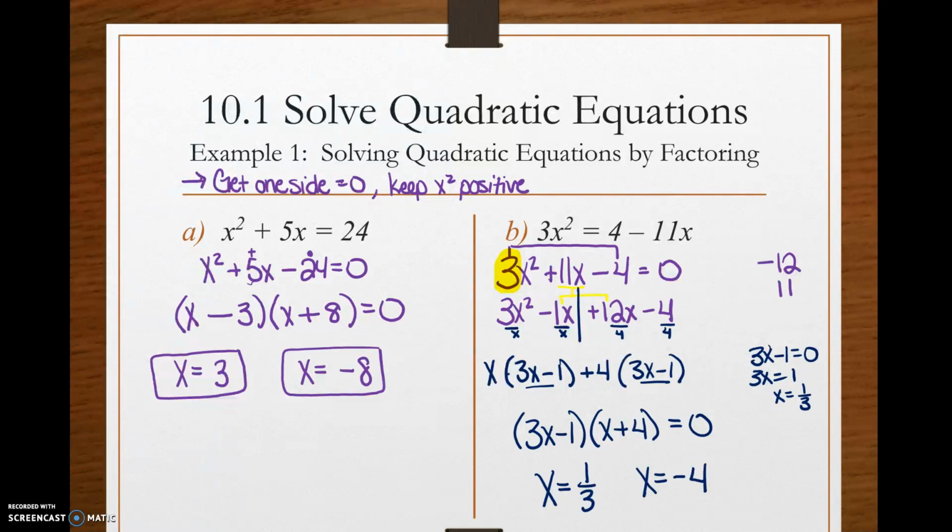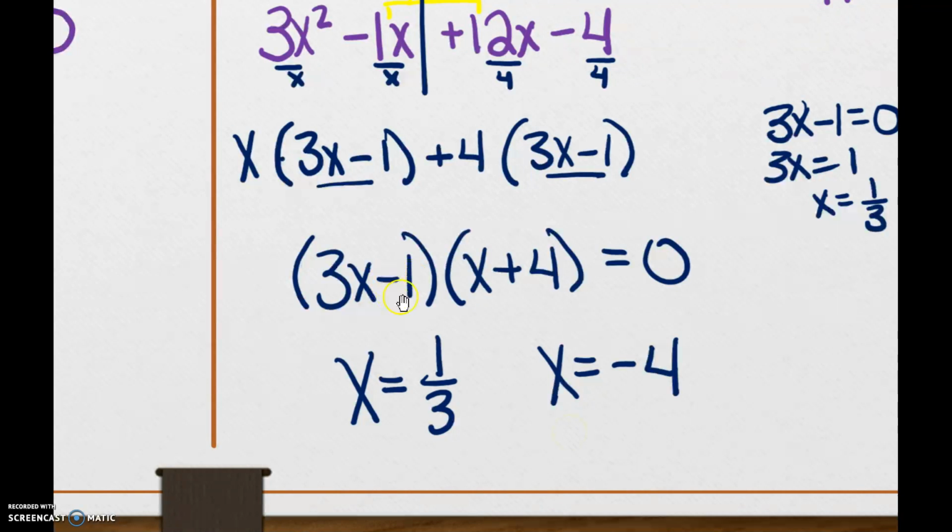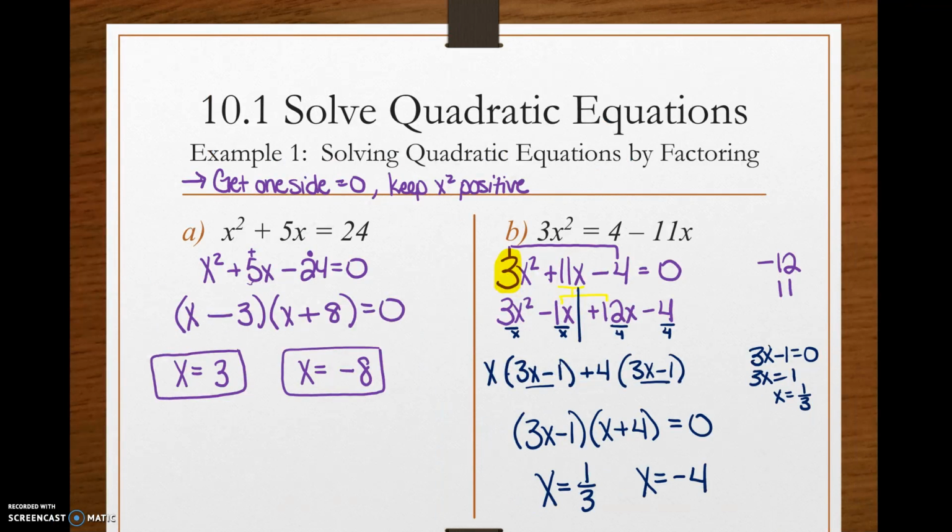See how it's minus 1, but it became positive? See how with the 4, it's positive 4, and the answer is negative? So take the opposite of the number divided by whatever's in front of the x. The opposite of negative 1 is positive 1, divided by 3 is 1/3. That's how you can get to that answer without having to go off to the side and solve the equation.